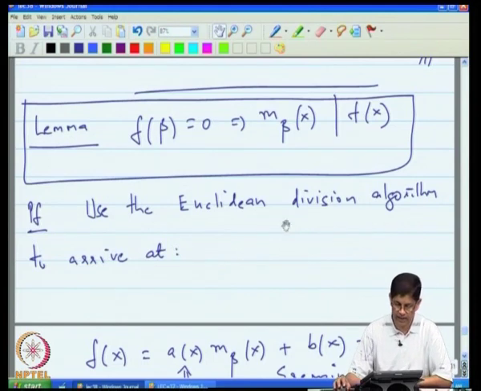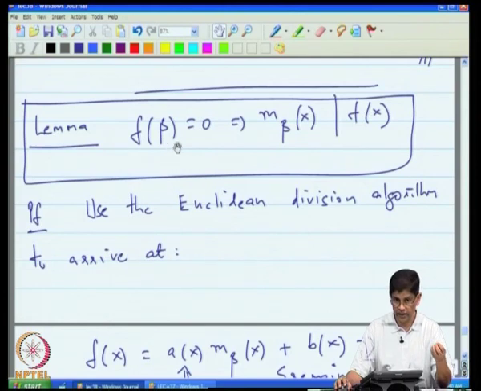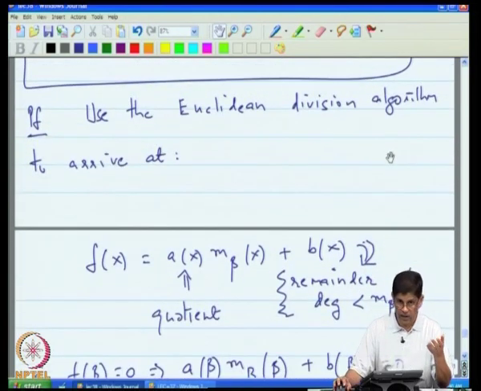Then the second lemma is that, look, supposing you have the minimal polynomial m beta of x, and supposing you somehow find out that f of beta is 0, then the only way that can happen is if m beta of x divides f of x. That is, the minimal polynomial of beta in a way is very possessive, because it says the only polynomials which when evaluated at beta will give 0 are those polynomials which m beta of x divides. Okay. How do you prove that?